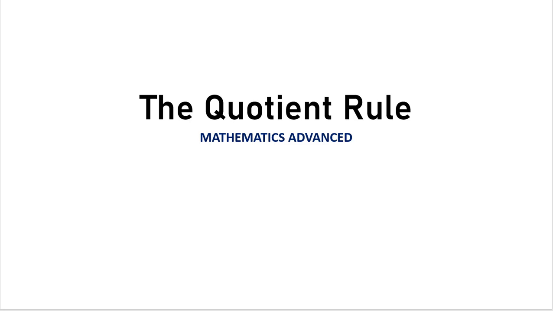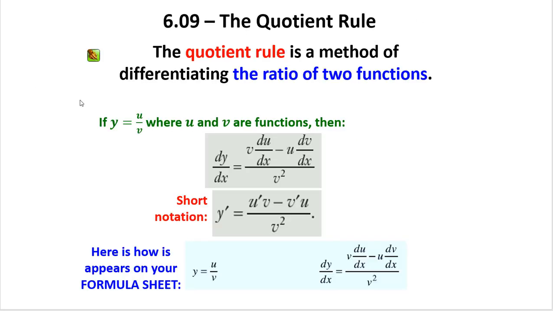But the quotient rule is essentially the third differentiation rule that we can use to get the gradient function of any particular function we want. But we use the quotient rule if the function that we're going to do is generally in fractional form.